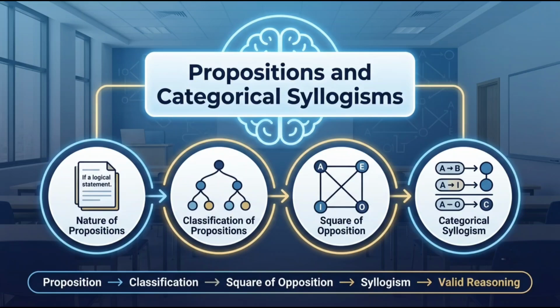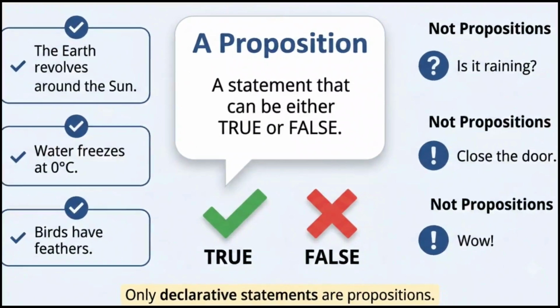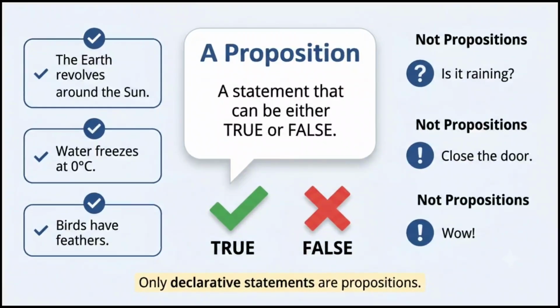Let's begin with the basic building block of logic, the proposition. A proposition is a statement that expresses a complete thought and can be judged as either true or false. It always makes a claim about something. For example, the earth revolves around the sun is a proposition because it can be tested for truth. However, question, command, and exclamation are not propositions because they do not make truth claims.